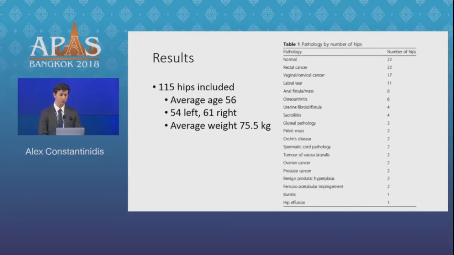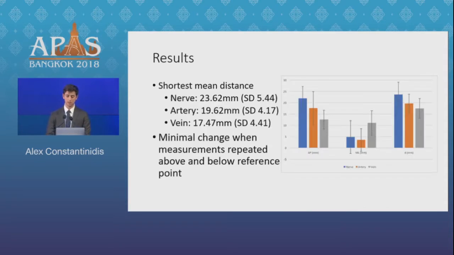Our study included 115 hips, with an average age of 56 and an average weight of 75.5. The most common pathology found in our MRI scans was cancer, as often these scans are done for monitoring of cancer, with a smaller percentage with primary hip diagnoses such as OA or labral tears.